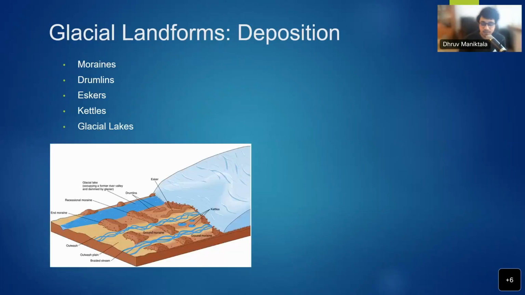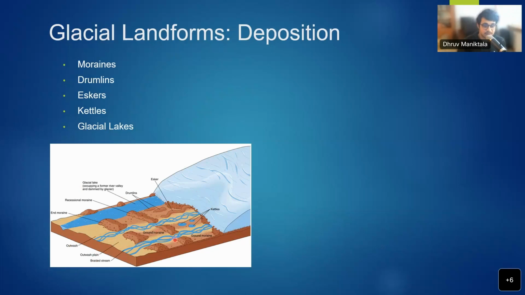And here's a diagram of depositional landforms. As you can see, this is the terminus or end of the glacier. Maybe it used to extend up to here, but since it's retreating, it has left behind the sediments here in different shapes and features, and it has moved back. So these are all formed by deposition.